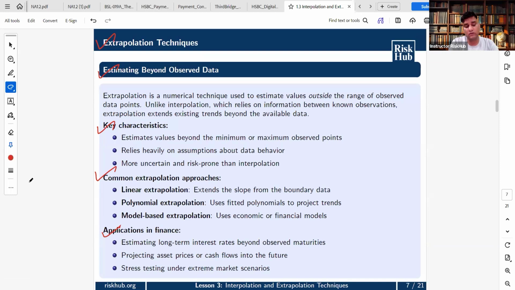Types of extrapolation: method is linear extrapolation, idea is extend boundary slope; method is polynomial extrapolation, idea is extend fitted polynomial; method is model-based extrapolation, idea is use economic or financial theory. Financial applications and use cases: long-term interest rate, example 30-year rate from shorter maturities; cash flow projection, forecast your future revenue or asset value; stress testing, example estimate losses under extreme scenarios; risk management, project risk factors beyond your observed market conditions. Main message: extrapolation is not just numerical, it is assumption heavy. That is why it is dangerous in your financial risk.